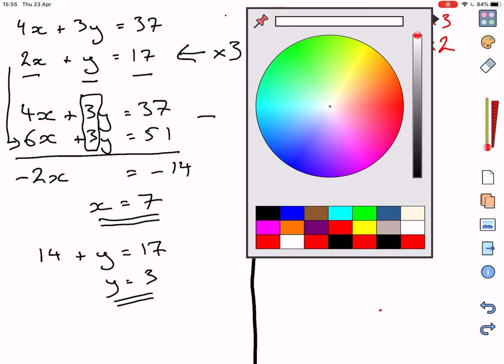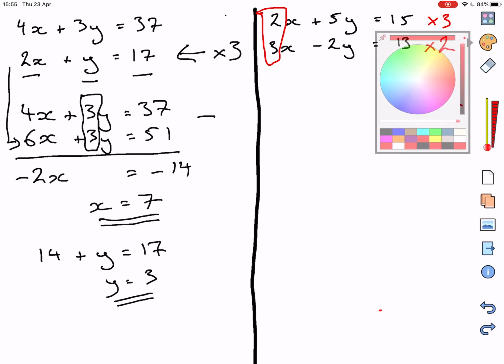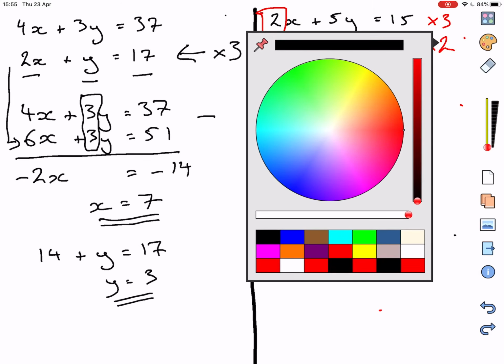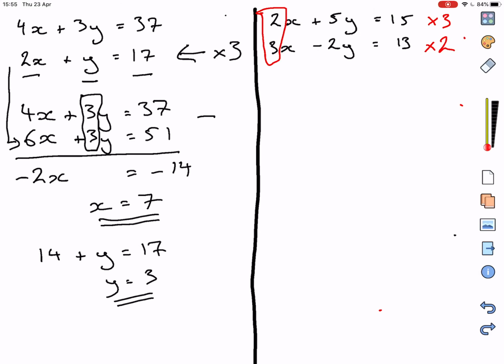Okay, so I'm going to write out those again. So if I write those equations out, the first one I'm going to multiply by 3, so I get 6x plus 15y is 45. The second equation I'm going to multiply by 2. Remember every term, so 6x minus 4y is 26.